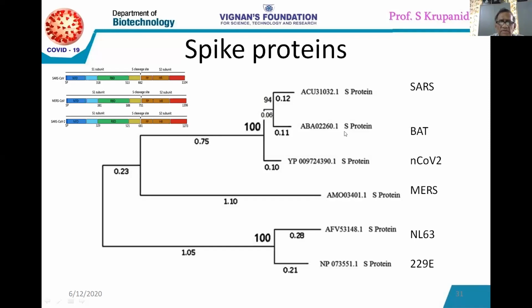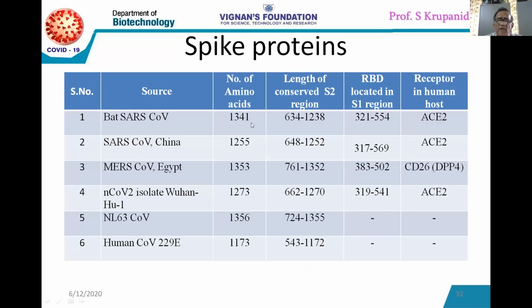So, the next slide. Here the number of amino acids in the spike, as I was mentioning, is approximately 1100 to 1200, and S2 length is around 600 or so. The S1 region is the one having the receptor binding domain, which is also around 200 or so. Here, bat is also like the novel coronavirus. It anchors to ACE2, angiotensin converting enzyme 2.